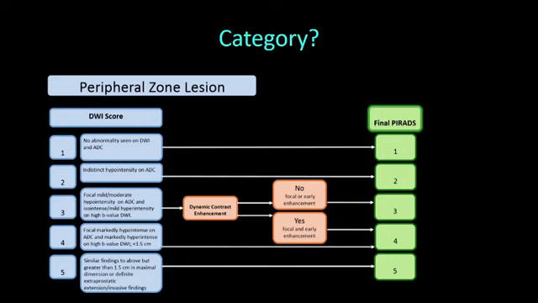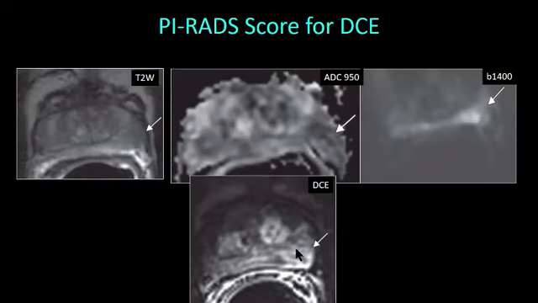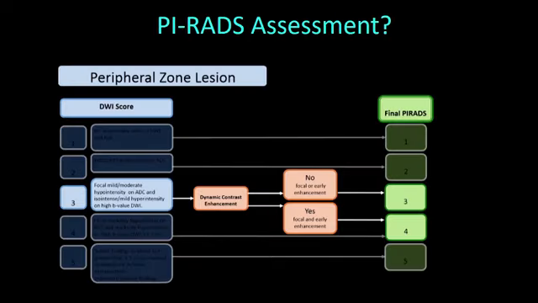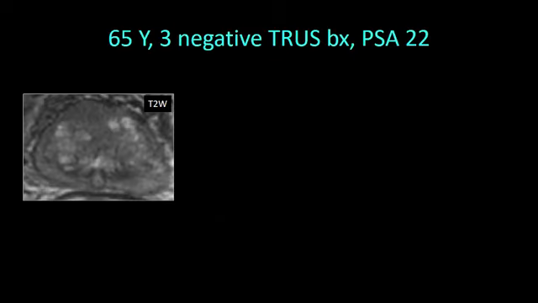So if you look at 3, then contrast comes into play, obviously. And so, is the contrast positive or not? And you can see focal enhancement. That's on the other side there, and this is a focally enhancing area. So this is a positive. So that's how it got upgraded to a 4. And this was a 3+4 tumor on biopsy.